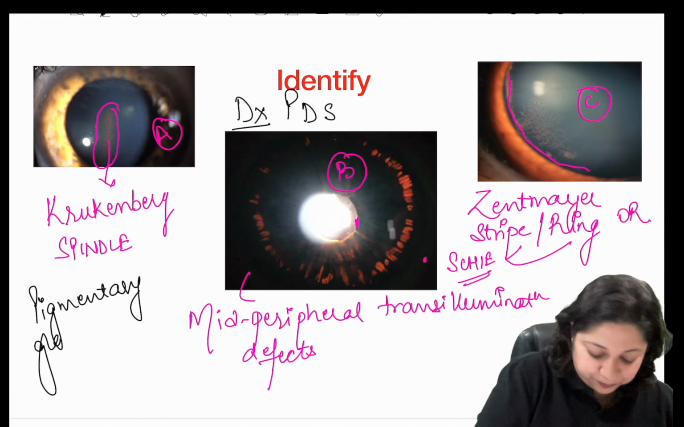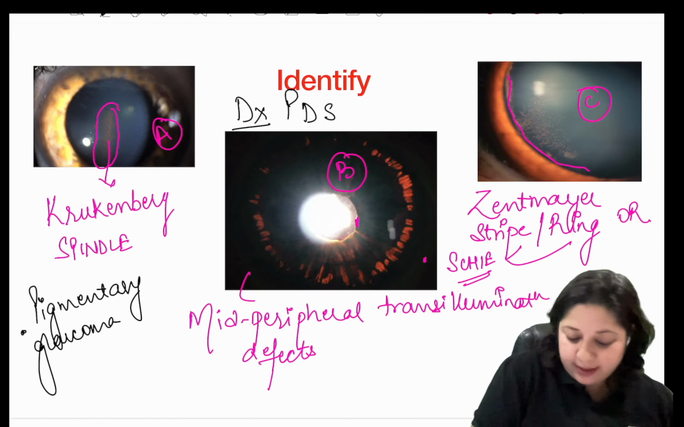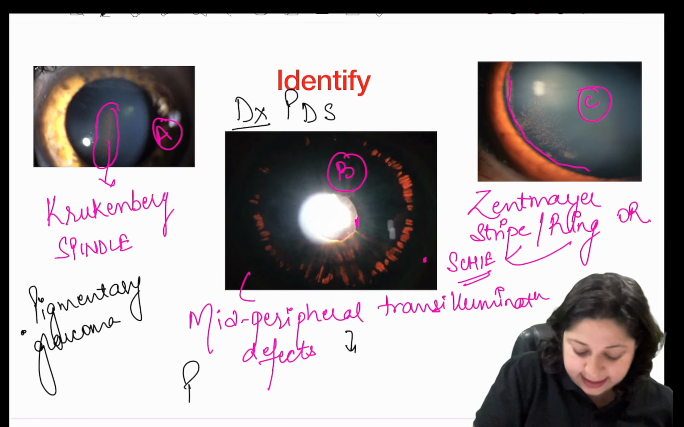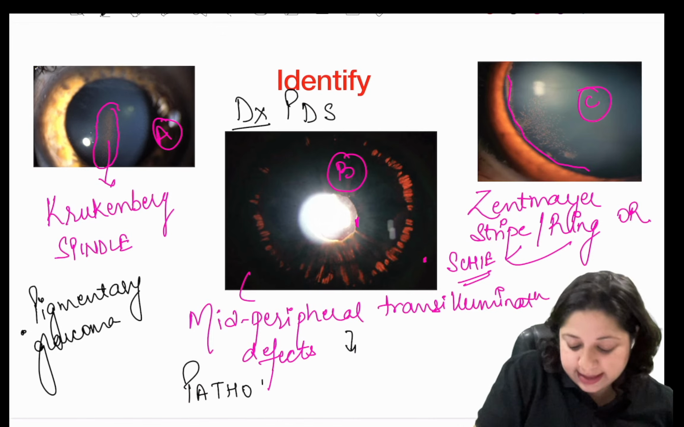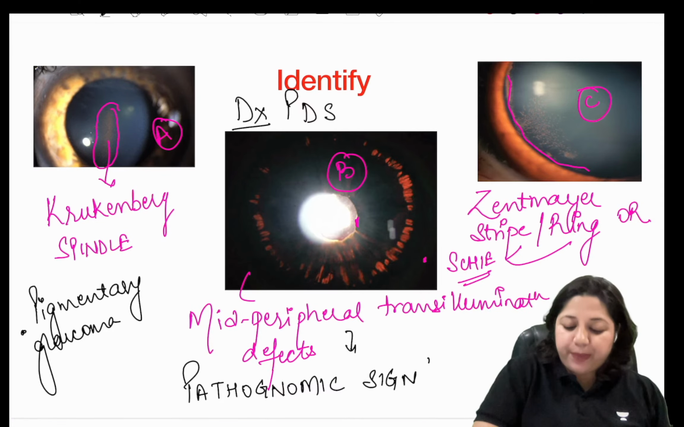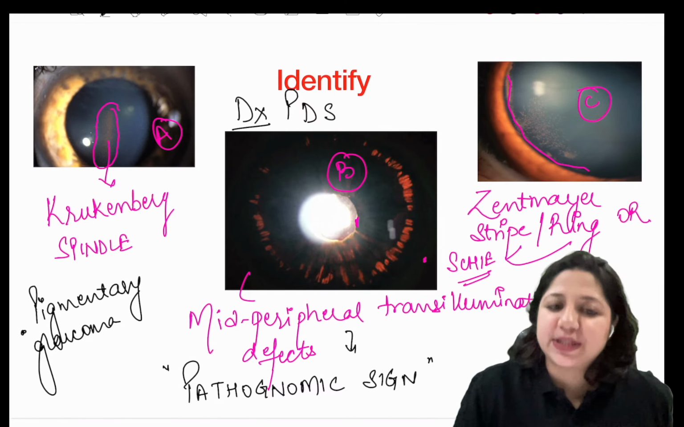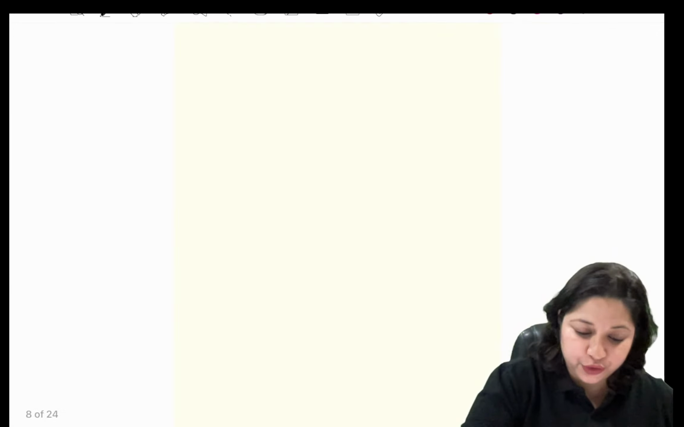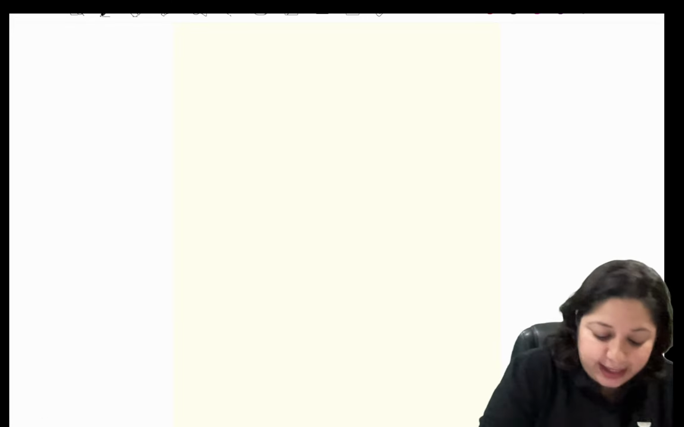And which is the pathognomonic sign? Anyone wants to? No, it is this. This is the pathognomonic sign of pigment dispersion syndrome. All right. And whenever I talk of pigment dispersion syndrome, what are the things that should strike in your mind?